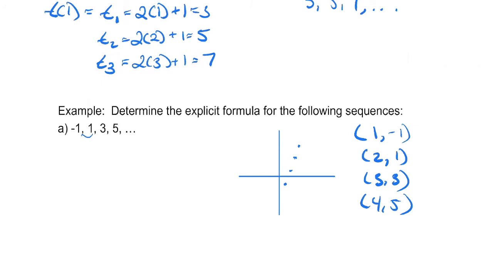So what would be the equation of a line? Well, we get y equals mx plus b. But in this case, we're going to say T of n. So what's the slope? The slope is going up by 2 every single time. So here it's going to be 2n. And what might be the y-intercept?